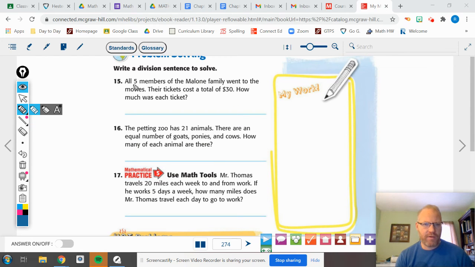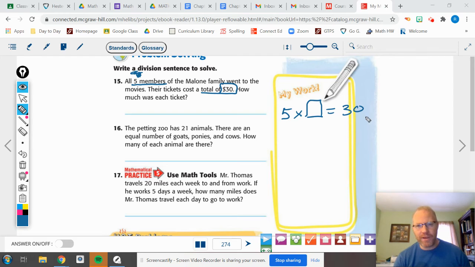Check your work. All 5 members, so that's a total. All 5 members of the Malone family? Nope, that's just the total of the family. It's just part of it. Their tickets cost a total of $30. So there's our total. We're talking about money. They want to know the part, how much of each ticket. So we know that there's 5 members times something, and this is our unknown, equals 30.